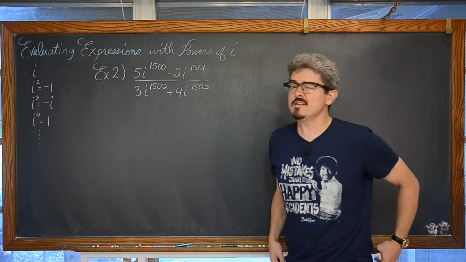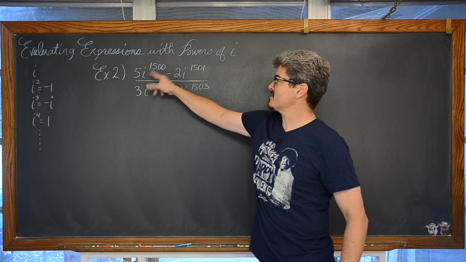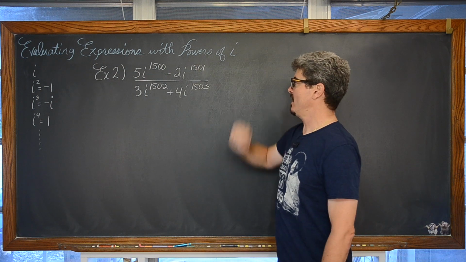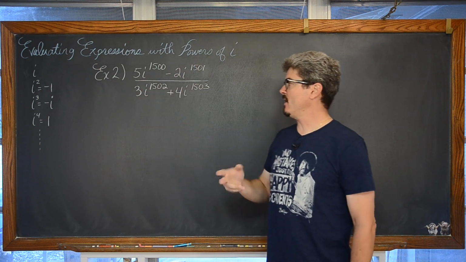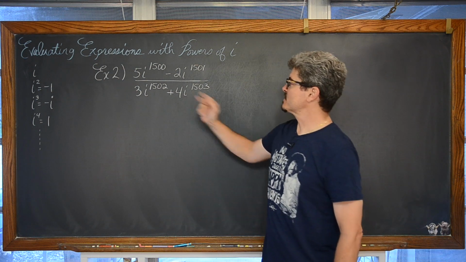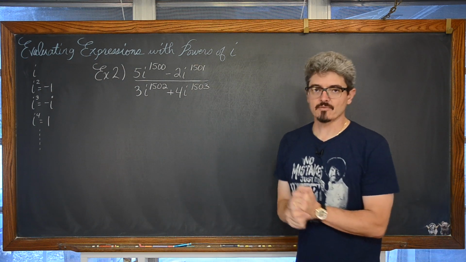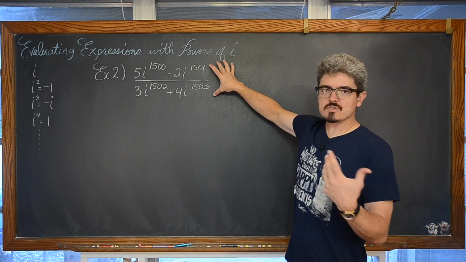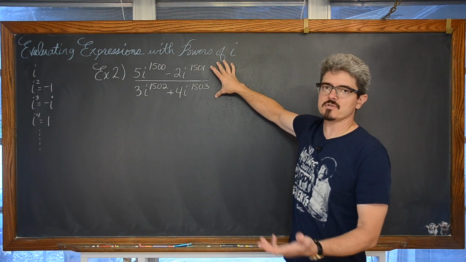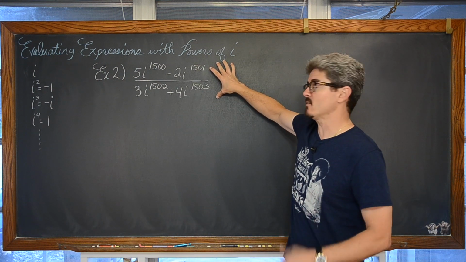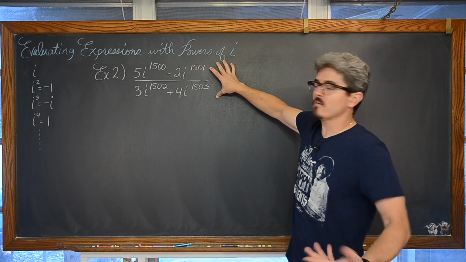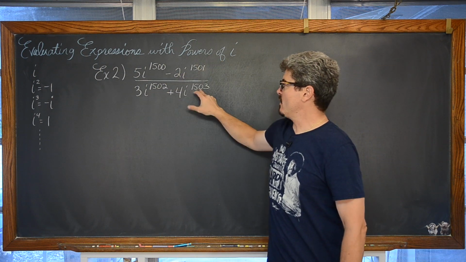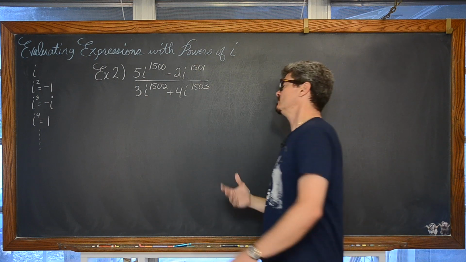For our second example, now things are getting interesting. We have 5 times i to the 1500th power minus 2 times i to the 1501 power over 3 times i to the power of 1502 plus 4 times i to the 1503. And it's not really uncommon with these questions of just evaluating these expressions. They're really just forcing you to recognize this pattern that you have with high powers of i, how they cycle every 4 powers, that they give you these powers really close to each other, because we're not trying to completely torture you.